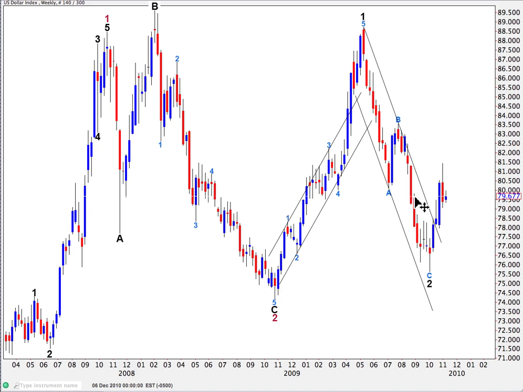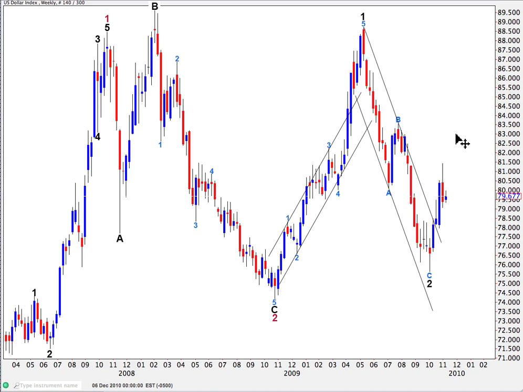We've got a really clean, obvious breach of this trend channel that contains this ABC zigzag to the downside for intermediate 2. Telling us, at least in the short and mid-term, that the trend has changed from down to up for the dollar, and we should be expecting further upwards movement.